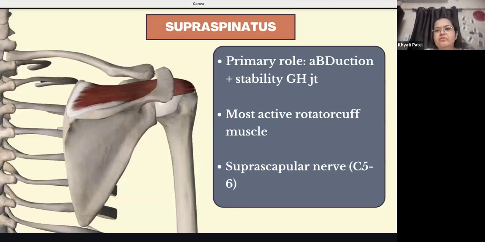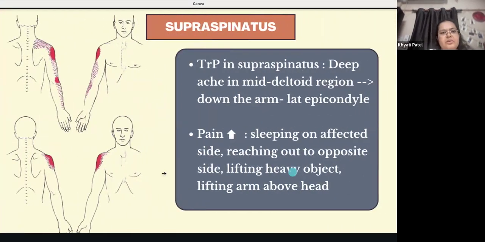So we start with rotator cuff muscles, first being supraspinatus. The primary role of supraspinatus is abduction, and all four rotator cuff muscles play a role in stability of the GH joint. Supraspinatus is the most active muscle, supplied by suprascapular nerve. This is the referral pain zone. Whenever you have TRP in supraspinatus, the patient will have deep ache in the mid-deltoid region, which will radiate down the arm up to the lateral epicondyle. There might be some pain in the suprascapular fossa region. The patient will give history that the pain increases when sleeping on the affected side, reaching out to the opposite side, lifting the arm above the head, or lifting heavy objects.